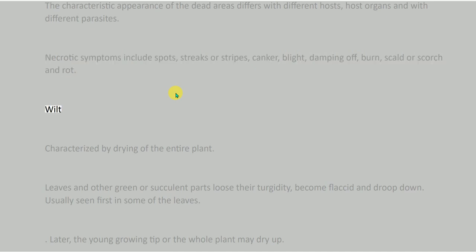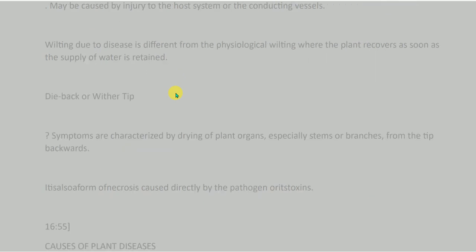Wilt is characterized by drying of the entire plant. Leaves and other green or succulent parts lose their turgidity, become flaccid and droop down. Usually seen first in some of the leaves. Later, the young growing tip or the whole plant may dry up. May be caused by injury to the host system or the conducting vessels.